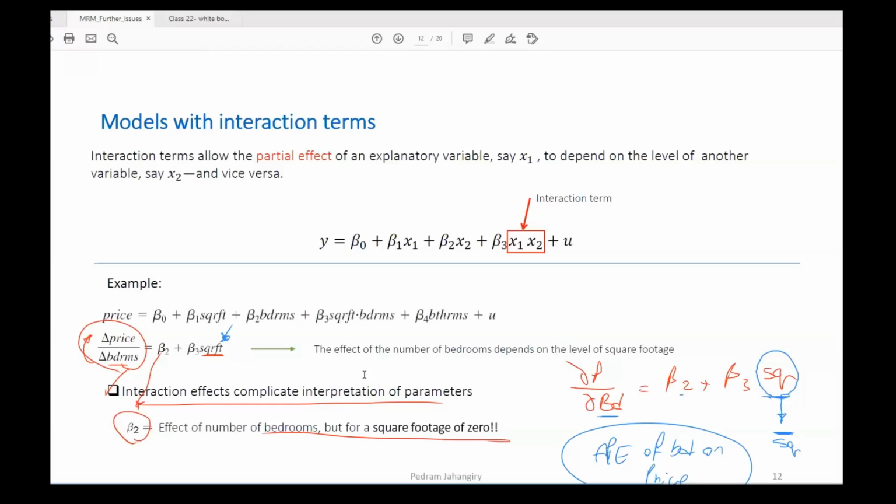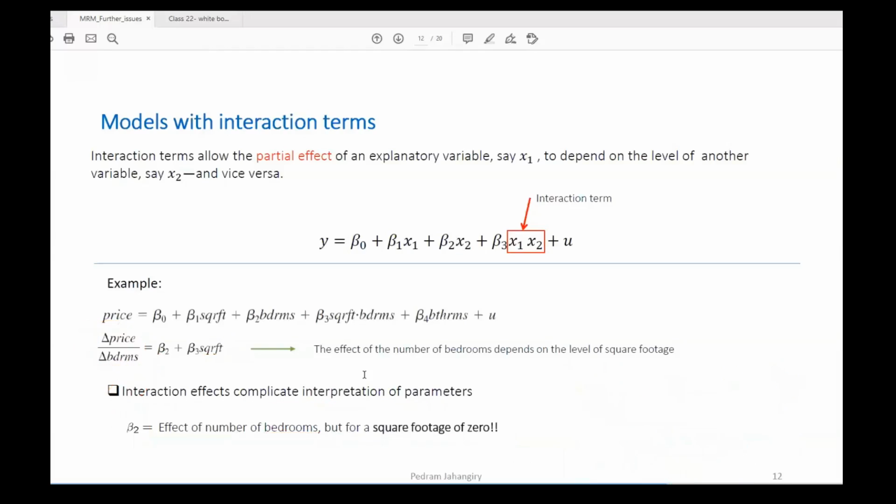Because you're not interested to see if the square feet is 0, then what's the marginal effect of bedroom on price? That's nonsense. We know the answer is beta 2, but that's nonsense. So we usually put the average here, square, and then we call it APE, average partial effect. We're going to look at the numerical example of APE, average partial effect, in the future slides. All right.